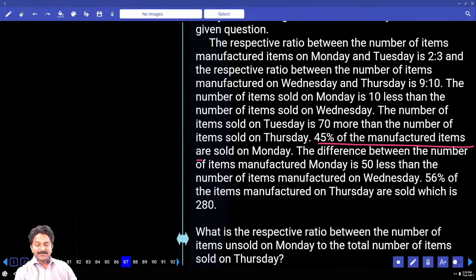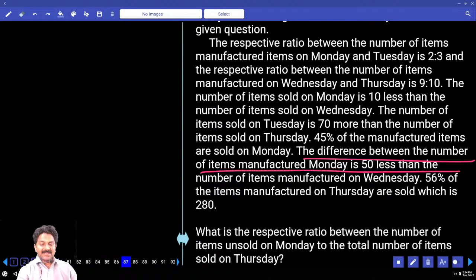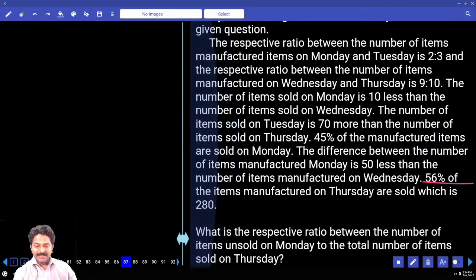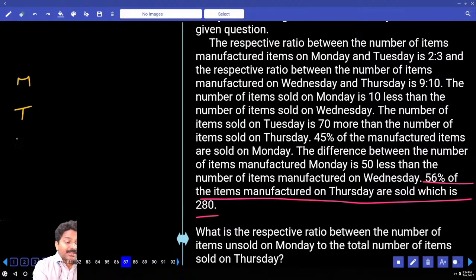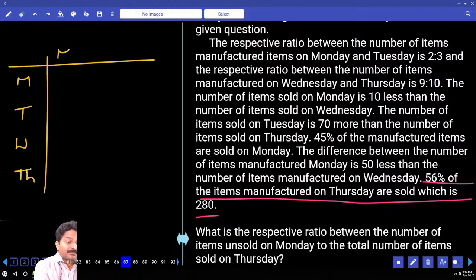45% of manufactured items are sold on Monday. The number of items manufactured on Monday is 50 less than the number manufactured on Wednesday. 56% of the number of items manufactured on Thursday are sold, which is 280. So now we have clarity. How many days do we have? Monday, Tuesday, Wednesday, Thursday. We have 2 items, manufactured items and sold items. Right.